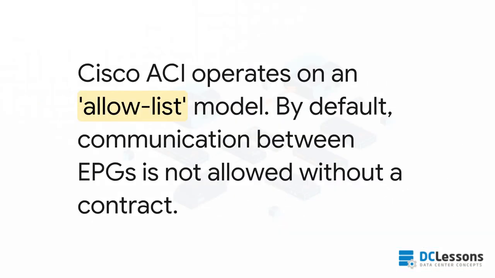So the first thing you have to burn into your brain about ACI is that it operates on what's called an allow list security model. What does that mean? It means by default, nothing can talk to anything. It's completely locked down. Your endpoint groups, or EPGs, are totally isolated right out of the box, no exceptions.